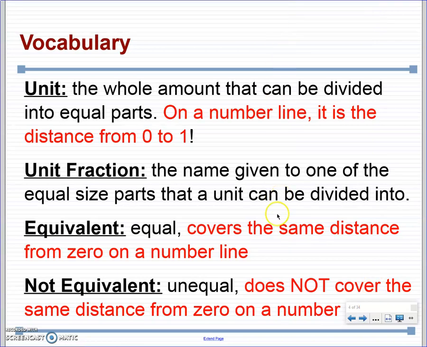A unit fraction is the name that is given to one of the equal-sized parts that a unit is divided into. Equivalent means equal. Equivalent fractions are fractions that cover the same distance from 0 on a number line. Not equivalent means unequal. On a number line, fractions are not equivalent if they do not cover the same distance from 0.